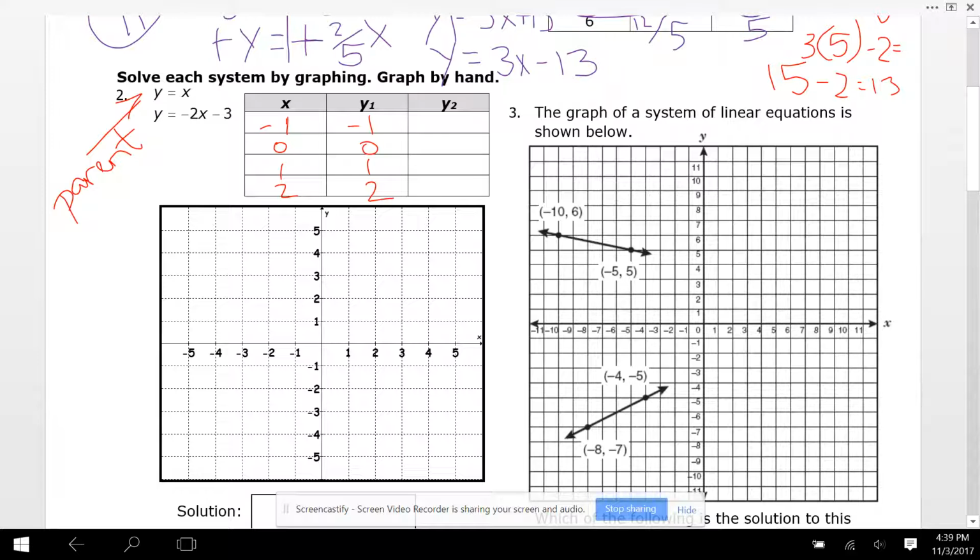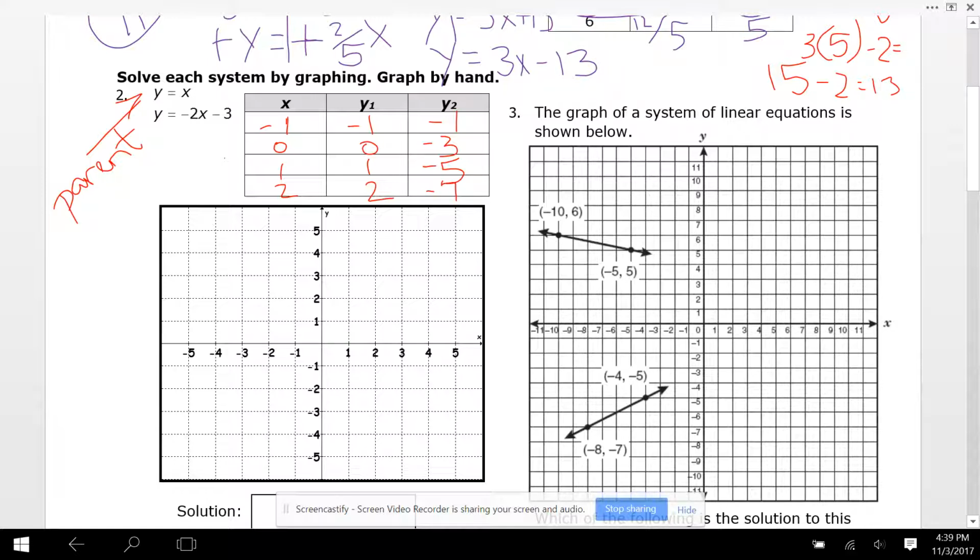The second one is going to be, if I put -1 in, -2 times -1 is 2. Minus 3 is going to be -1. If I put 0 in for x, y is -3. If I put 1 in for x, I have -5. And if I put 2 in for x, I have -7.